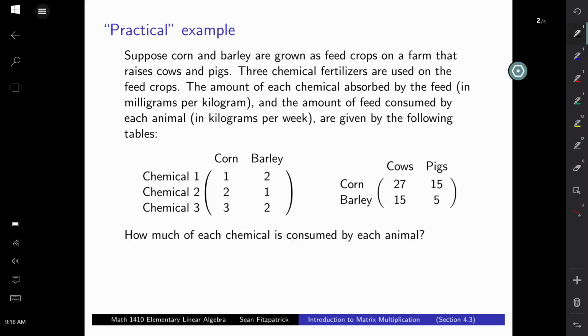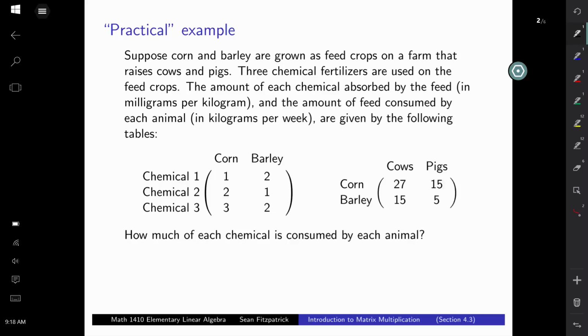The first matrix keeps track of how much of each chemical is absorbed by each type of feed. So the first matrix establishes this relationship between the chemicals and the feed. You can think of this matrix as establishing a function that assigns to each type of chemical the amount of that chemical present in the feed. The second matrix, if we think of it as a function, is a function which for each type of feed assigns the amount of that feed that is eaten by each animal.